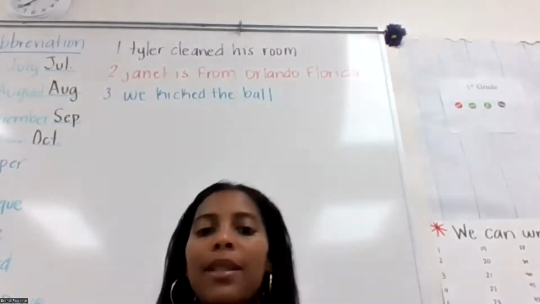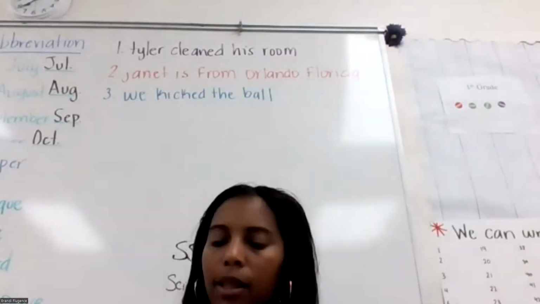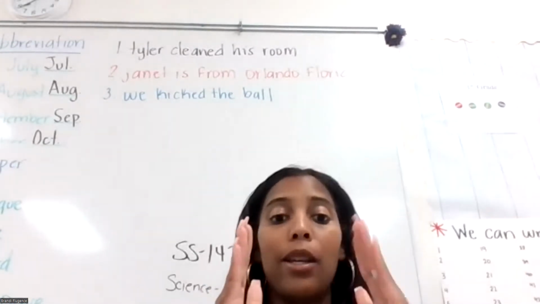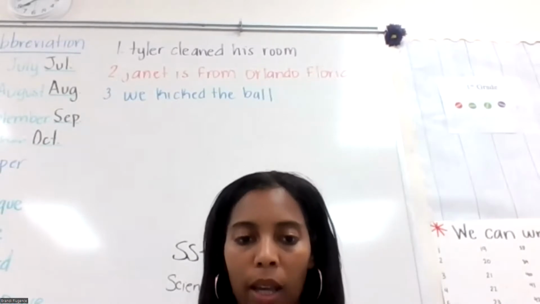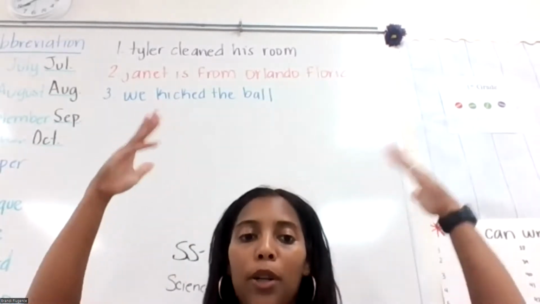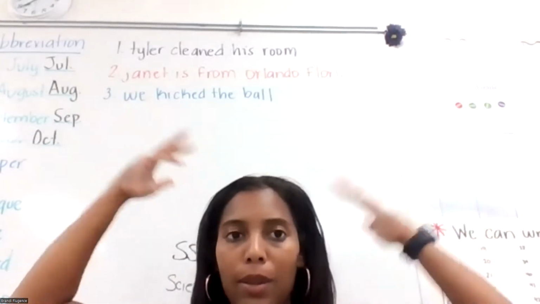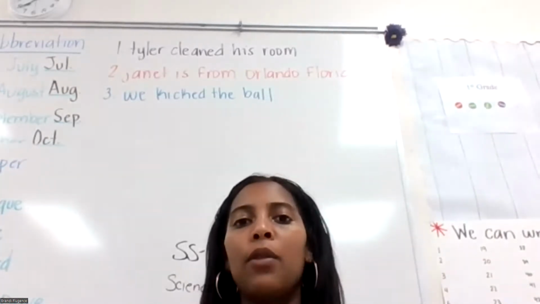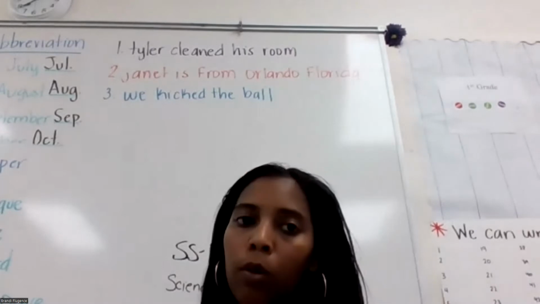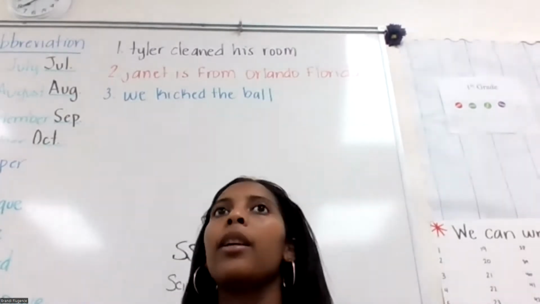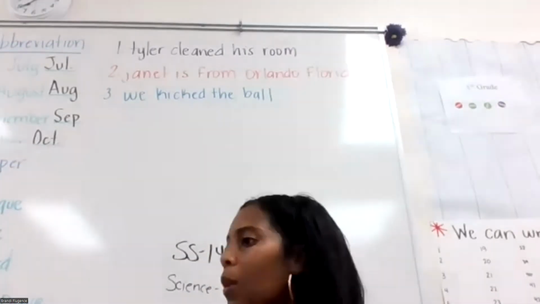Remember, when we diagram a sentence, we read the sentence, divide between your subject and your verb, underline your subject once, your verb twice, okay? And also make sure to include all the punctuation that you have to do inside of the sentence. So I have 3 sentences up here. Number 1 says, Tyler cleaned his room. You'll write it correctly, divide it, underline your subject once, your verb twice.